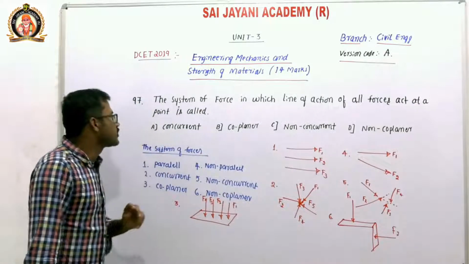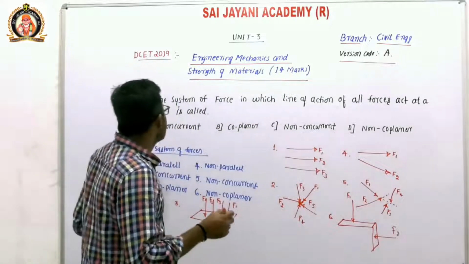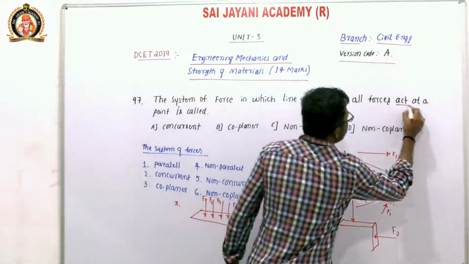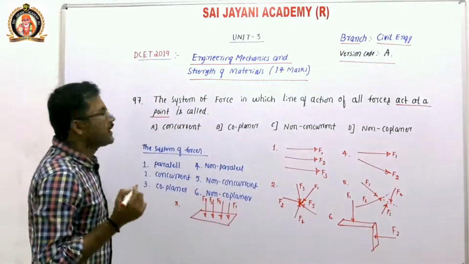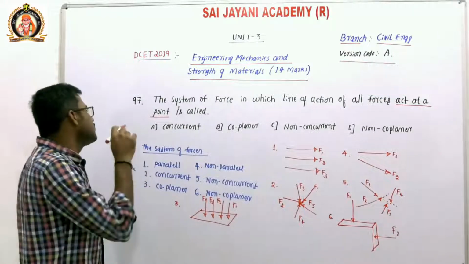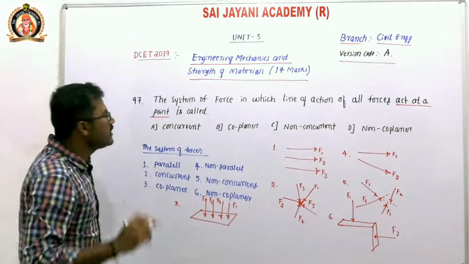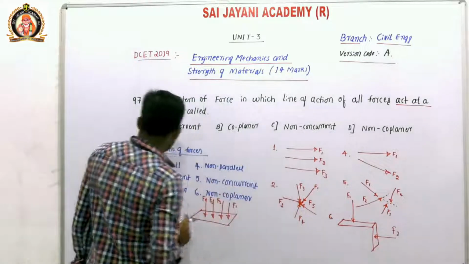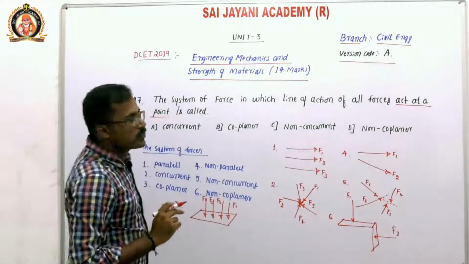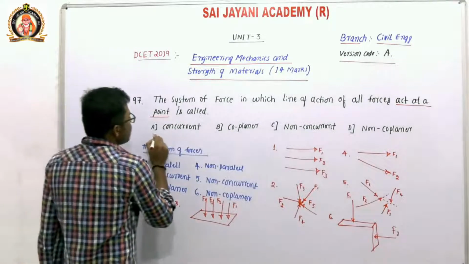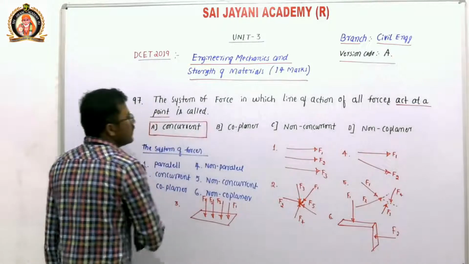But in this question, the system of forces in which the line of action of all forces acts at a point is called concurrent forces. So in this system of forces, the line of action of all forces acts at the same point. So option 2, concurrent forces, belongs to this question. The right option is option A, concurrent forces.